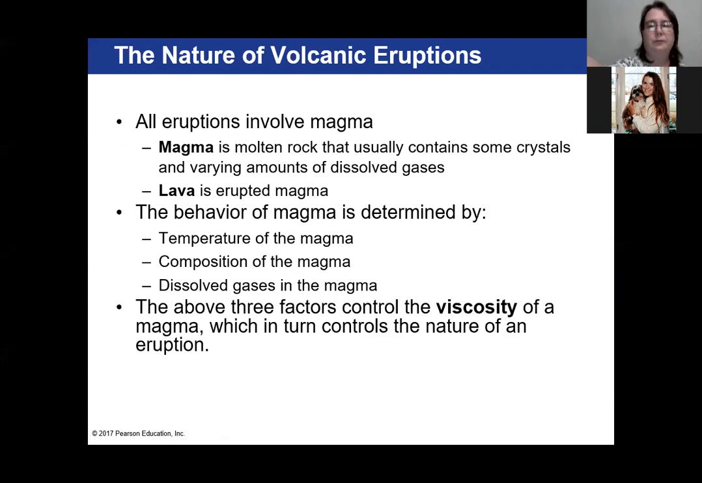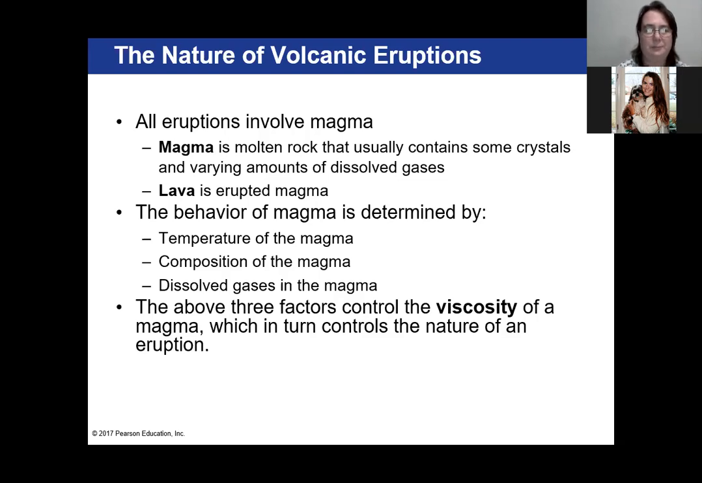volcanoes. So we talked about igneous rocks and how they are created along with volcanoes or part of volcanoes. So you start out with magma, which again is the molten rock. Got some crystals, got some melted rock, and some dissolved gases, or volatiles as it's called. Magma that has erupted out of the ground is called lava.